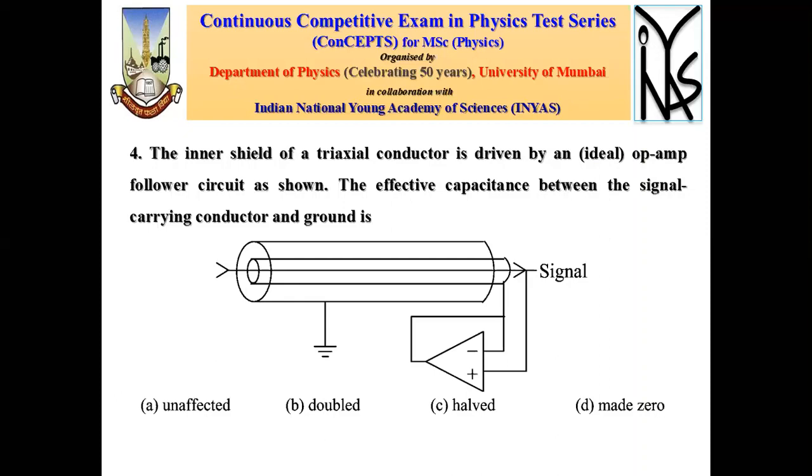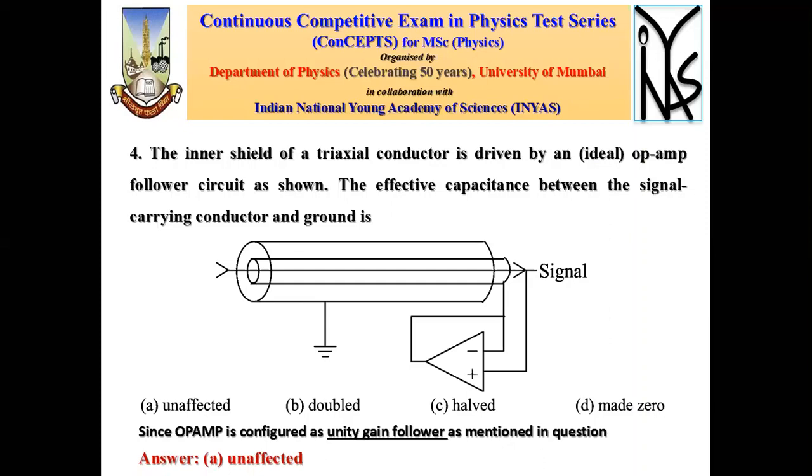So simply what we will get. There are three options: unaffected, doubled, half, made 0. This is a fixed system, and we cannot change the capacitance. It is carrying some signal. Since the op-amp is configured as a unity gain follower, it is a buffer, it is isolated, so it is not shorting these two conductors, and because of which it remains unaffected.